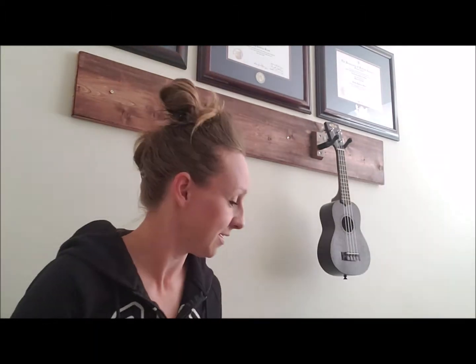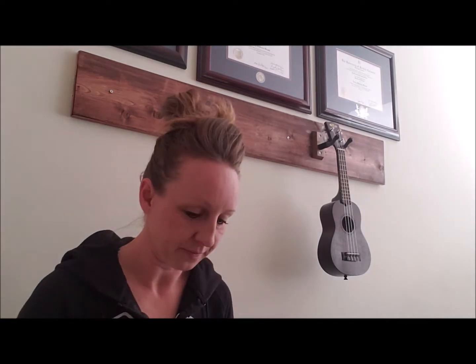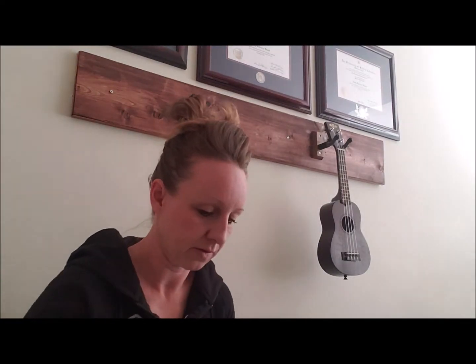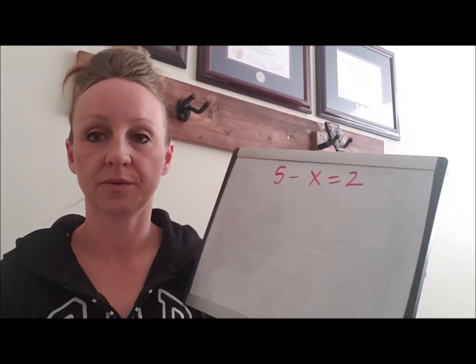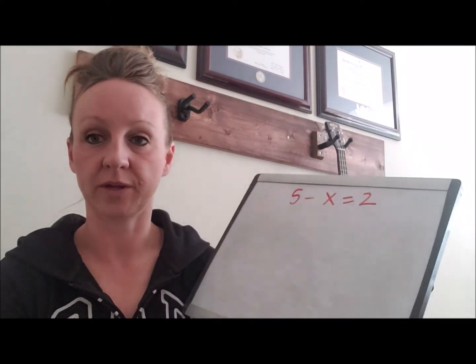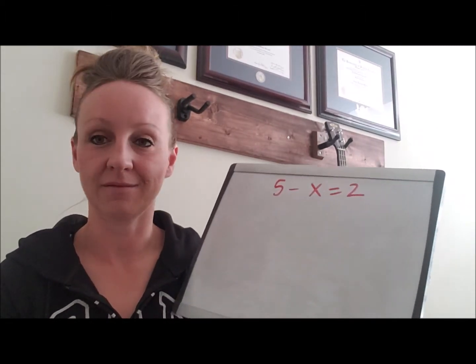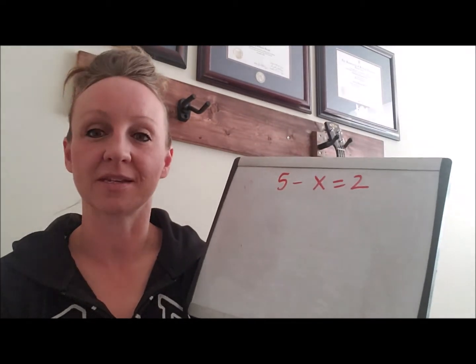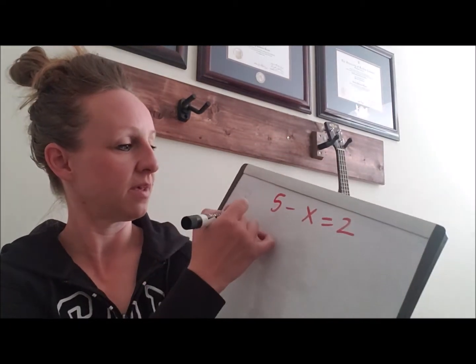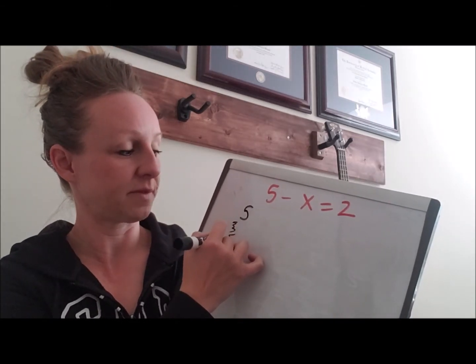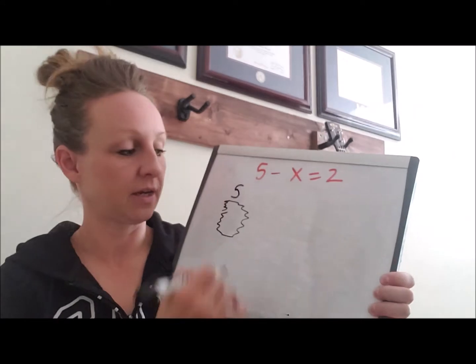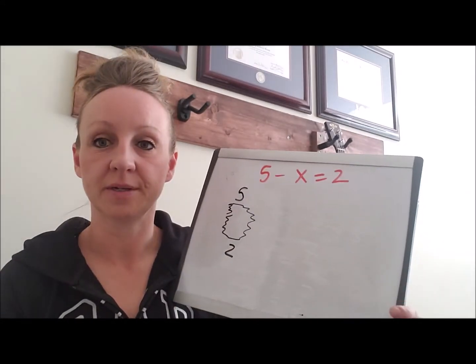So let's do this. 5 minus x equals 2. The first thing that I like to do is visualize this because, again, math is not my thing. I need to make sense of what this is saying. This is saying up here that I have the number 5, right? I'm going to take away something, and I'm going to wind up with 2.